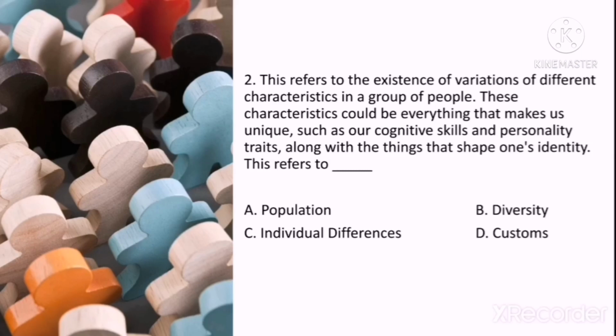Number 2. This refers to the existence of variations of different characteristics in a group of people. These characteristics could be everything that makes us unique, such as our cognitive skills and personality traits, along with the things that shape one's identity. This refers to blank. A. Population, B. Diversity, C. Individual differences, or letter D. Customs.